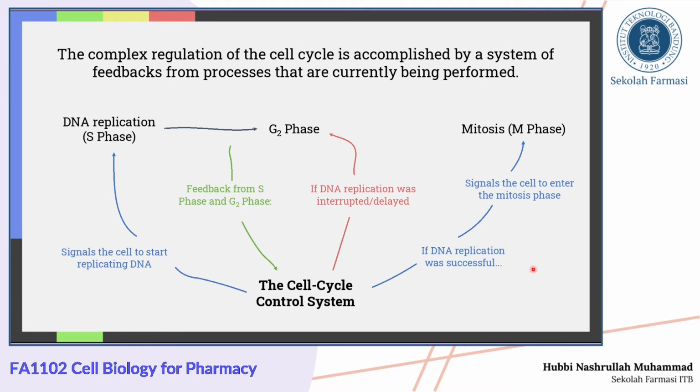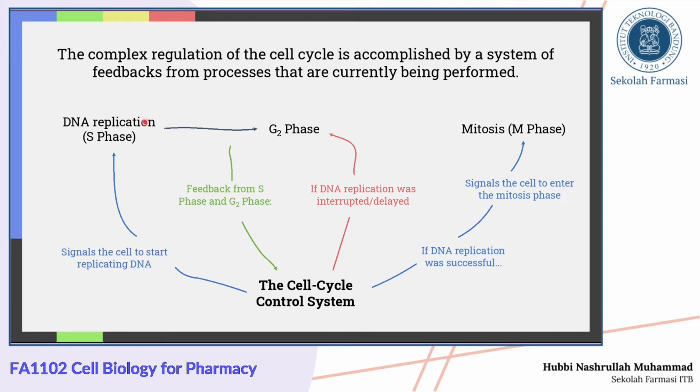This complex regulation is accomplished by a system of feedbacks from processes that are currently being performed. Let's look at an example for a cell starting DNA replication. If the conditions are met, the cell cycle control system will signal to the cell to start replicating DNA. DNA replication occurs during the S phase, and once that is completed, the cell continues to the G2 phase, during which it grows in size.